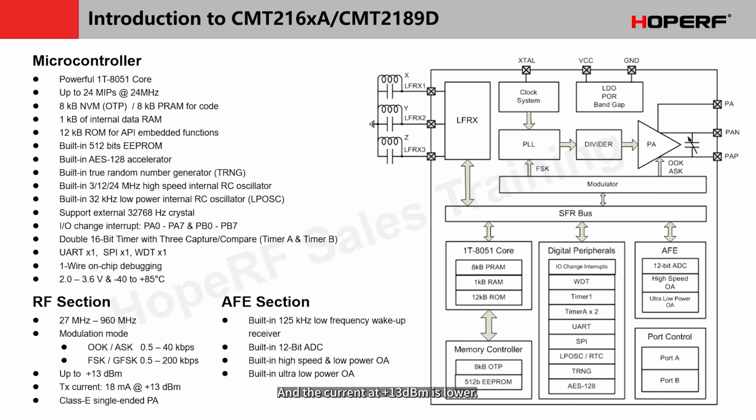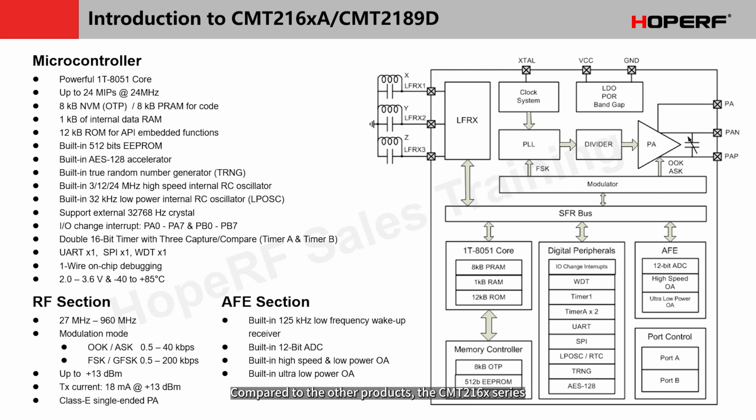And the current at +13 dBm is lower. The typical transmit current is 18 mA. At this time, the MCU is in sleep mode and not power consuming. Its PA belongs to Class E design architecture.